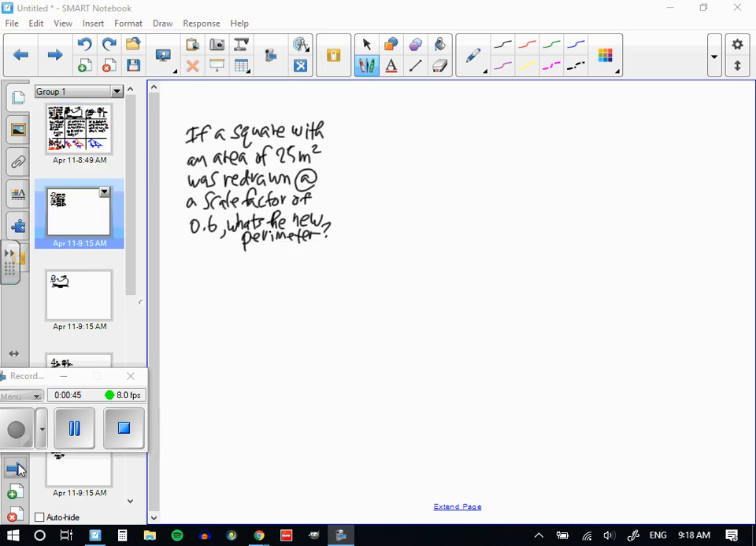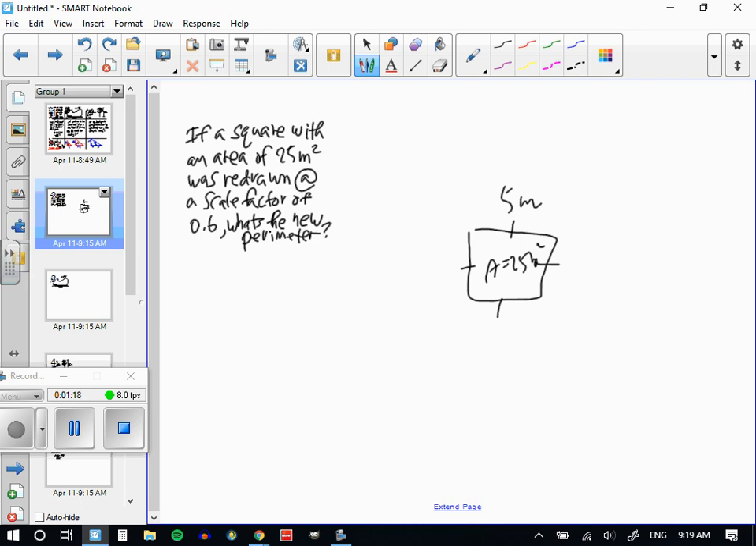So the first question says, if a square with an area of 25 meters squared was redrawn at a scale factor of 0.6, what is the new perimeter? So obviously in a question like this where there is no picture given, the first thing you should do is draw the square and put area equals 25 meters squared. Now once you've drawn it, the first step you need to do is, well, it's a multi-step question. So if the area is 25 meters squared, then the side length must be 5 meters.